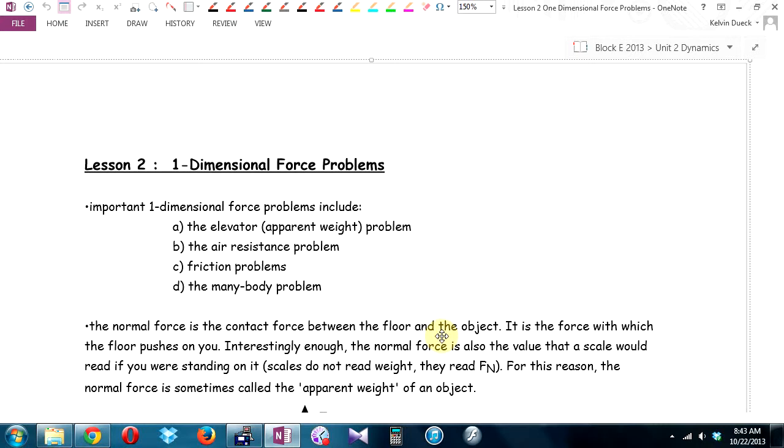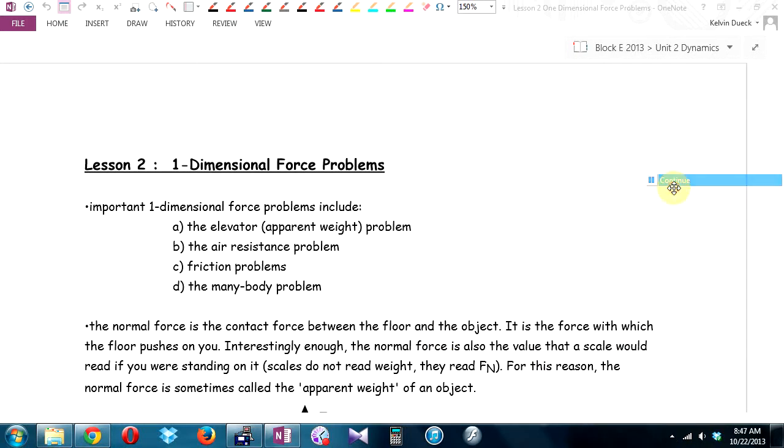The elevator problem, the apparent weight problem. I like that question. Air resistance. Air resistance I like, but it's really complicated in real life to analyze it properly. So we'll talk about it, but we'll deal with it in a kind of a unique way. Friction, we'll spend a whole lesson on friction. That's going to be the next lesson. And the many-body problem.